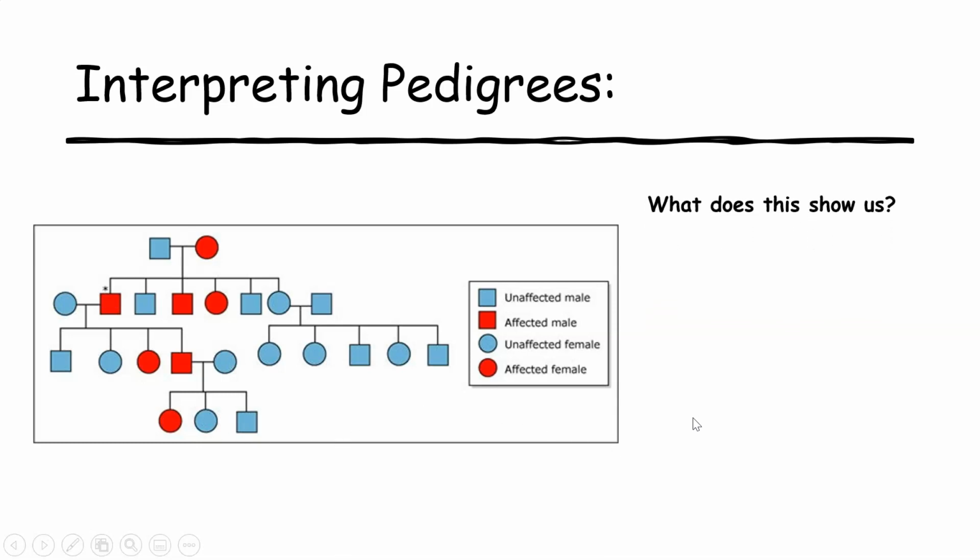So what is this pedigree showing us? We're looking at a certain trait here. We know the grandmother was affected, well, it's actually the great grandmother. The great grandmother was affected by whatever condition, because the key tells us affected female. So this isn't quite correct here, because it's the great grandmother.